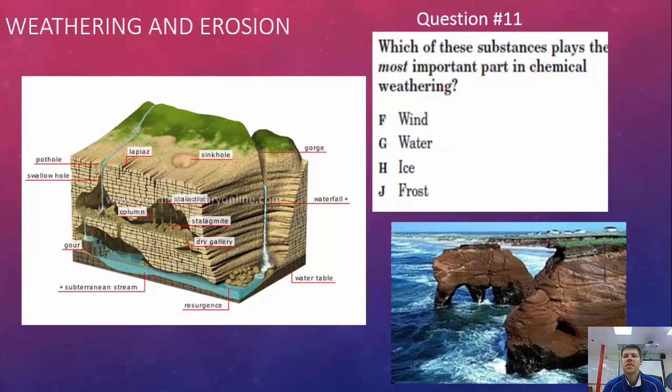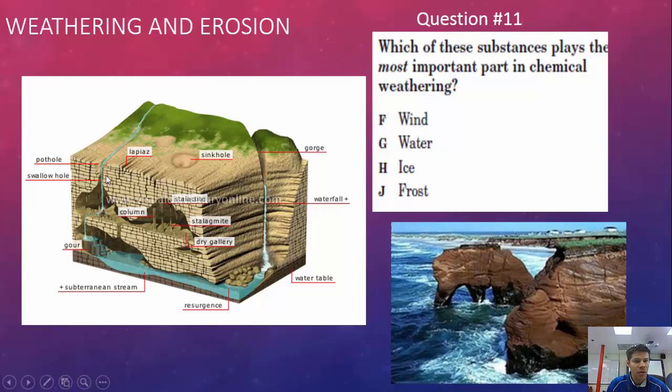Okay, which of these substances plays the most important part in chemical weathering? Alright, so let's first take a look at these two pictures to understand what chemical weathering means. In both of these pictures, we have water breaking down a rock. In the picture in the bottom right, we have waves crashing into the land and physically breaking the rock down. It's not a chemical reaction, so this one right here is called mechanical weathering. On the other hand, over here, we have water.